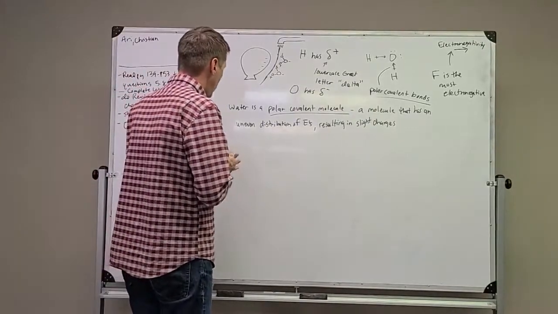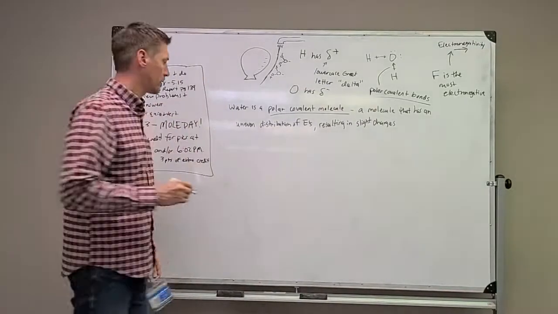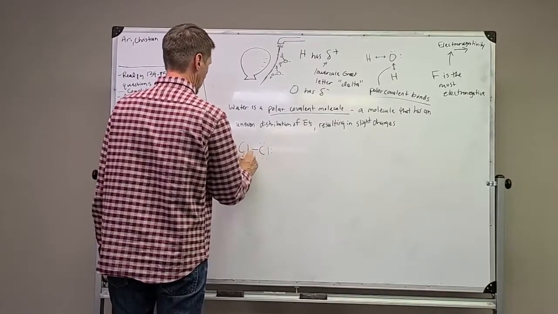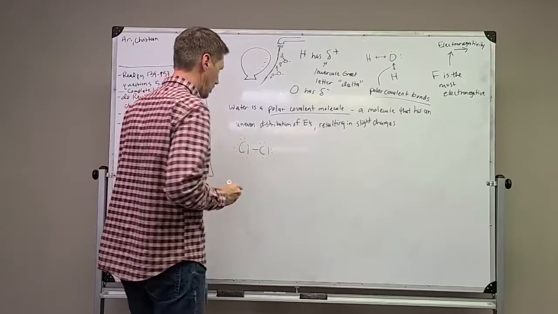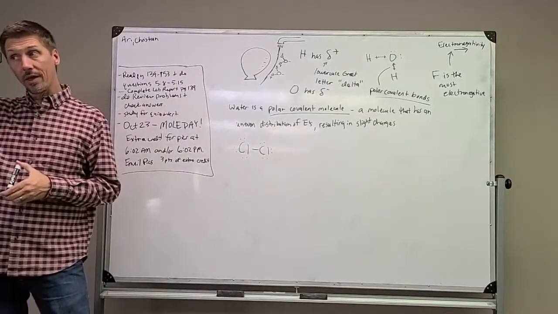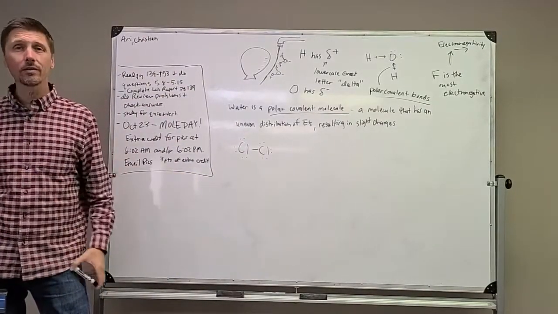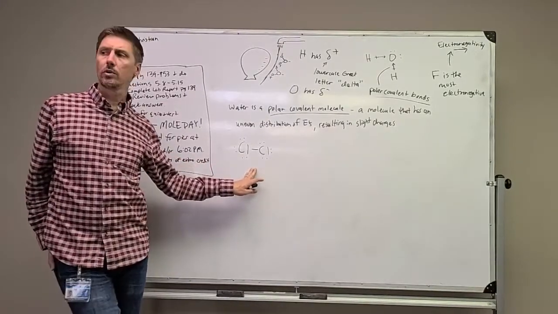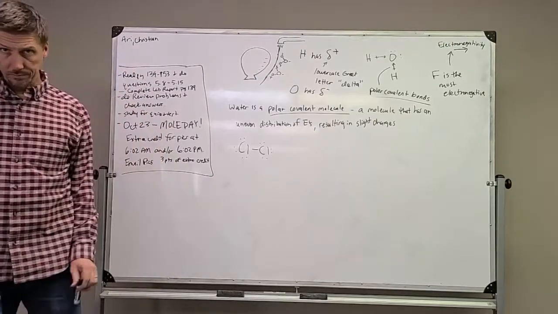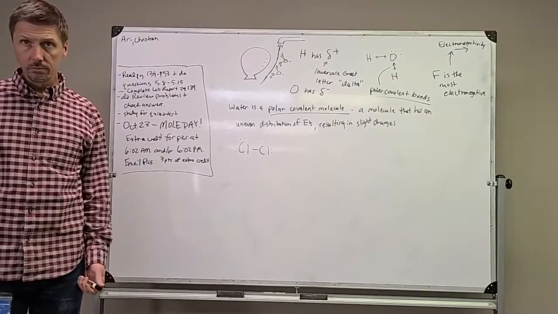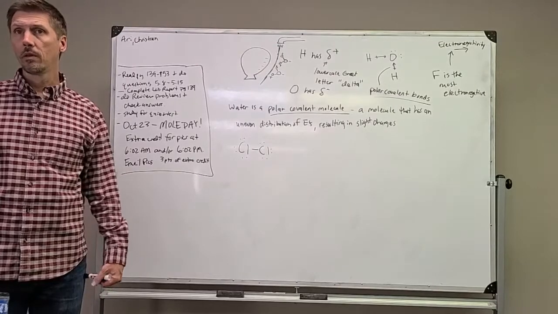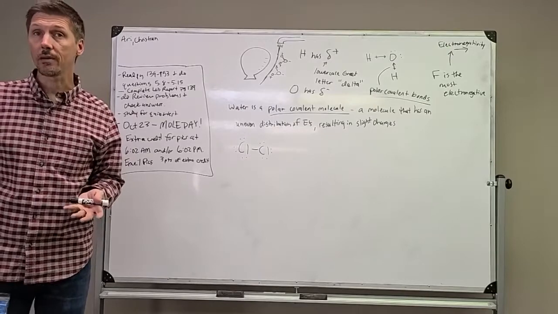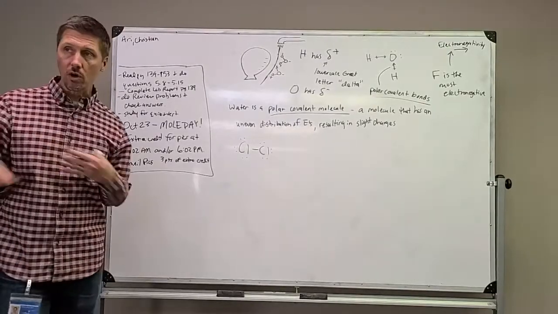Now, what if we had one of our homonuclear diatomics, right? Suppose we had chlorine. We've got a covalent bond there, but is that a polar covalent bond? Is there an unequal sharing of electrons going on between these two chlorine atoms? There's not. Why not? Because they're the same atom, so the electronegativity is the same, right? The one's not stronger than the other.